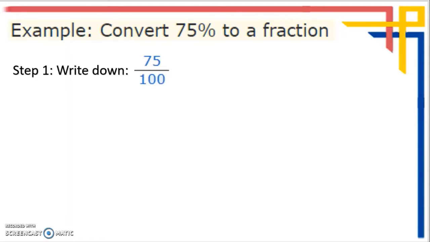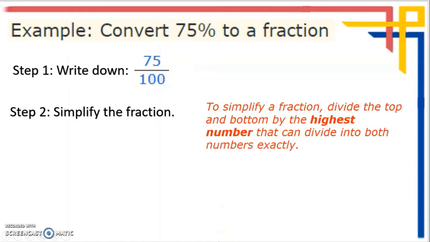First, write down 75 over 100. So make the denominator be 100. Step 2, simplify the fraction. How are we going to simplify this fraction? Take note that to simplify a fraction, divide the top and bottom by the highest number that can divide into both numbers exactly. So, 75 over 100, what number can we divide by them?